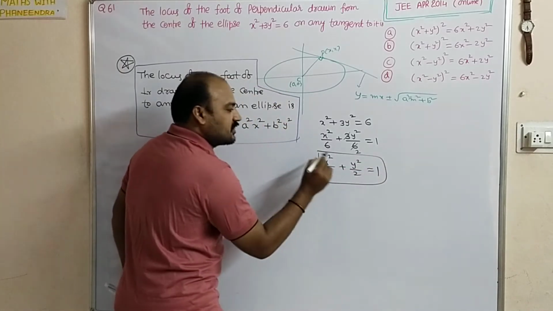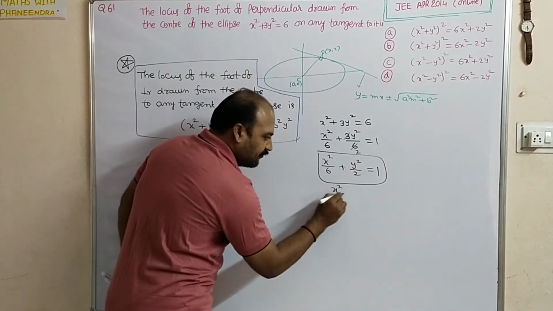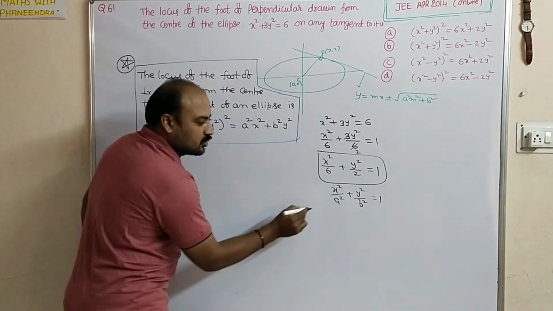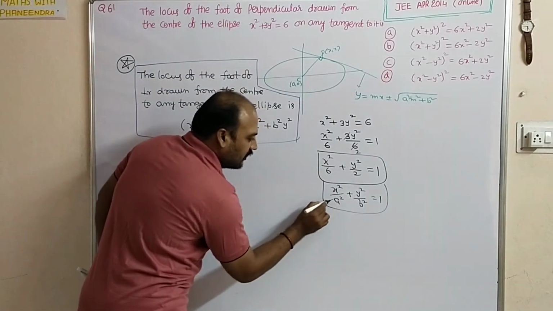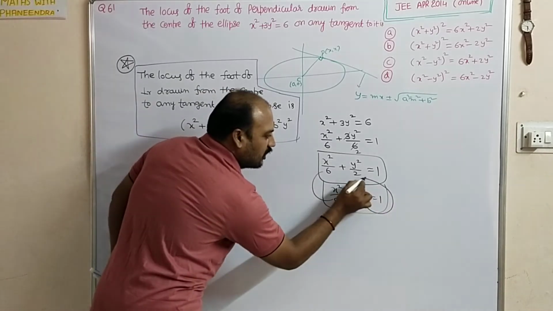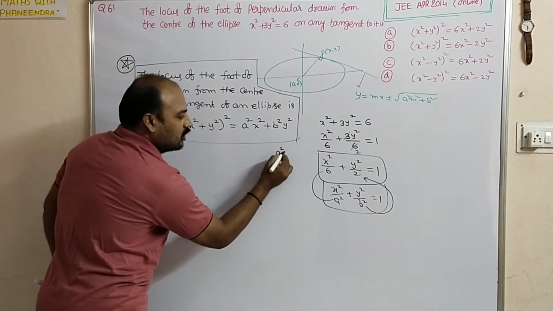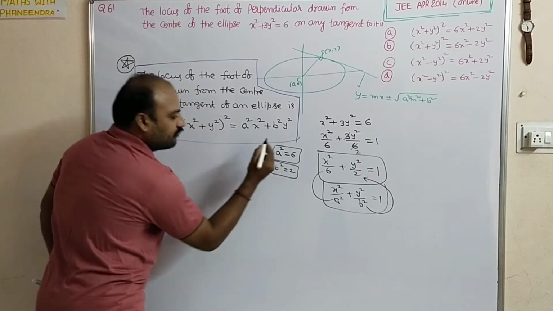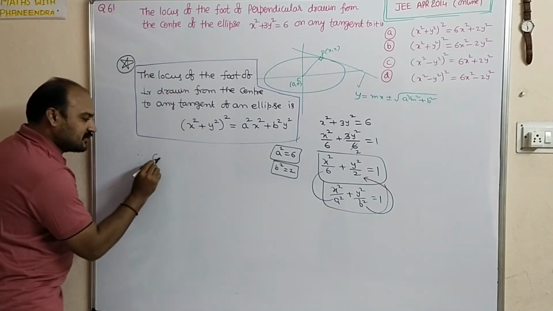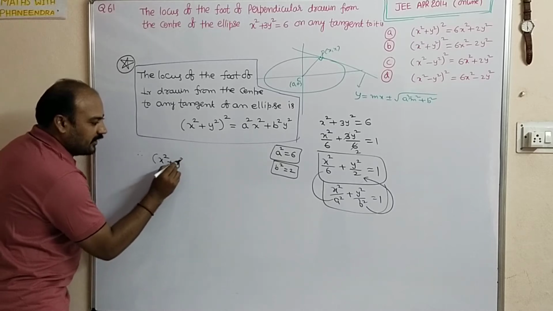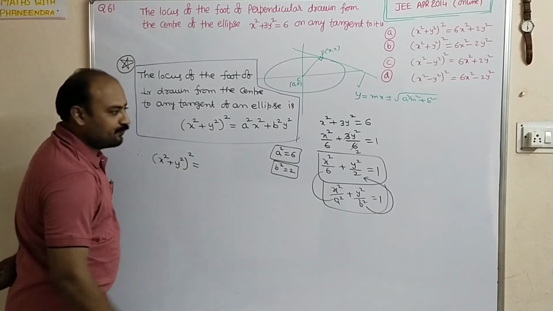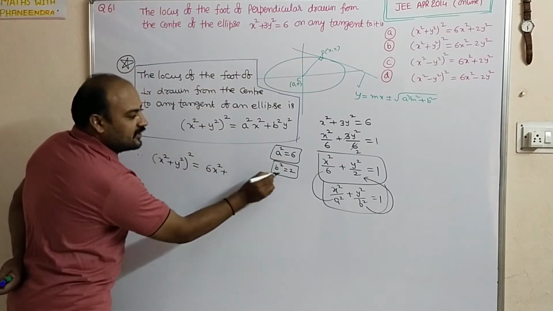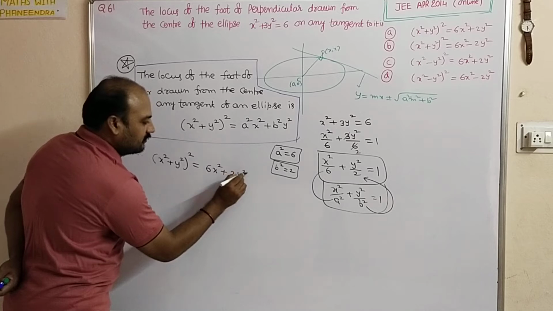Compare with the general equation of ellipse, x square by a square plus y square by b square equal to 1. So a square value is 6, b square value is 2. Therefore, the required locus is x square plus y square whole square is equal to a square x square, so 6x square, plus b square y square, 2y square.